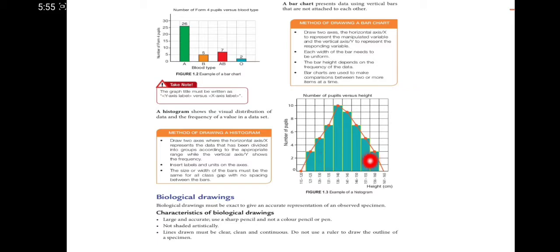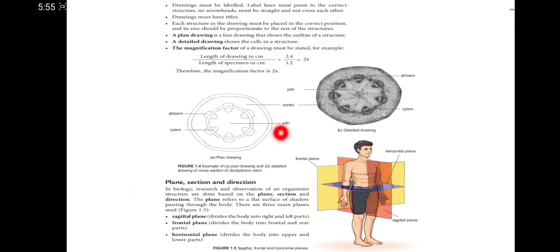Okay, next one is biological drawing. So this one, ini contoh plan drawing. Yang ini contoh detail drawing. Jangan lupa untuk label. Okay, kena label, dia punya garisan label itu kena lurus. Okay, seterusnya adalah plan, section and direction.